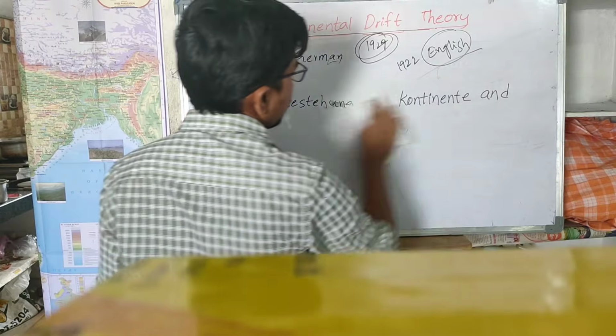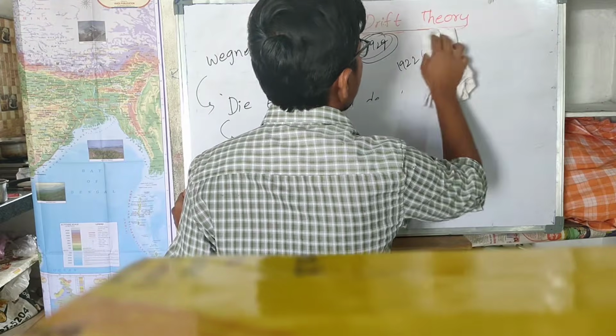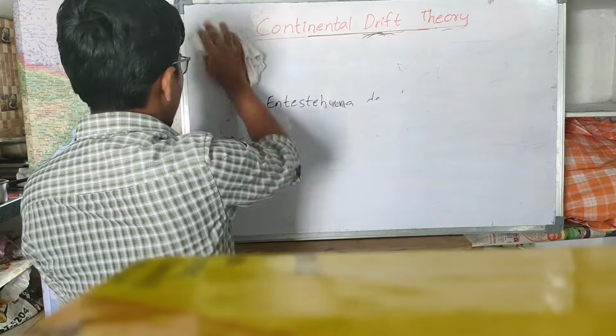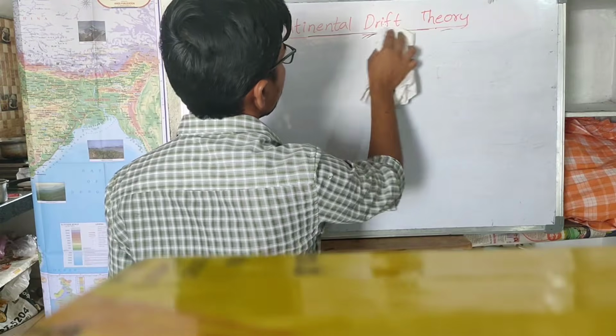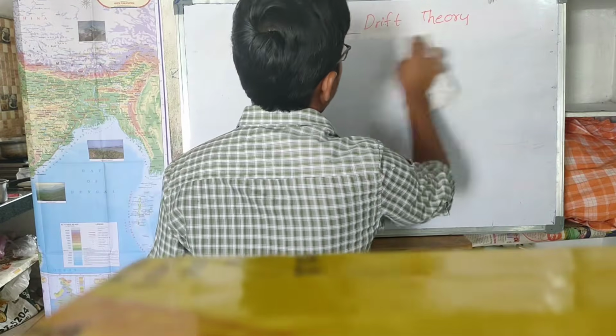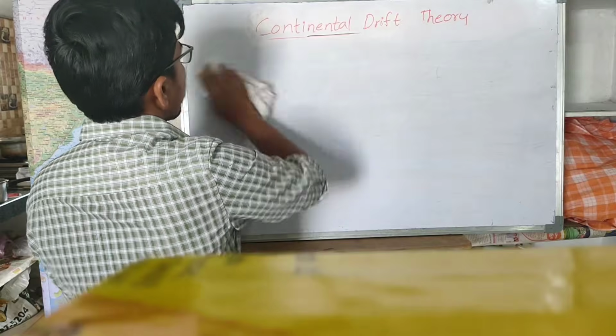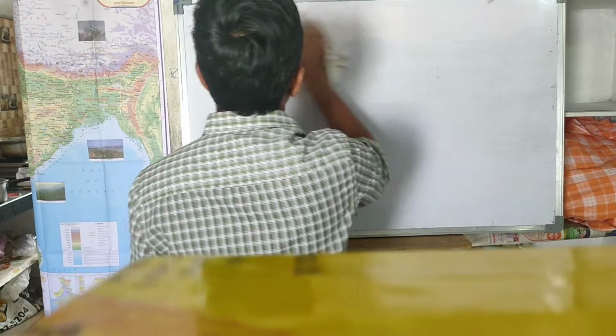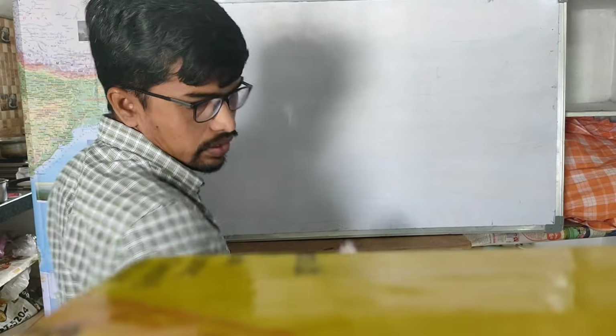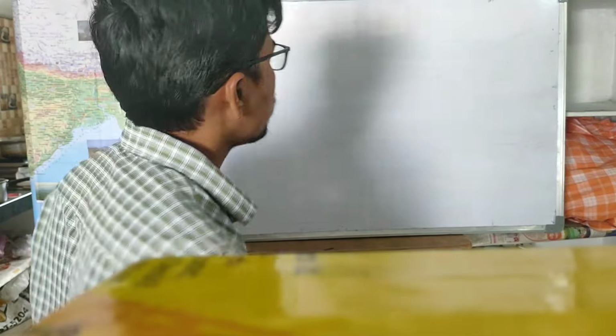In this theory, Wegener made two or three basic ideas. What are the ideas? Let's go through the ideas of the continental drift theory.